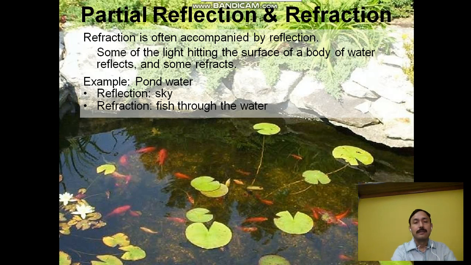So water is acting as a good reflector or partial reflector, and similarly the water is also acting as a refractor when we are getting the views of the fish from the water surface. And due to the reflection we are getting the images of the blue sky, green leaves of the green trees, branches of the trees, etc.